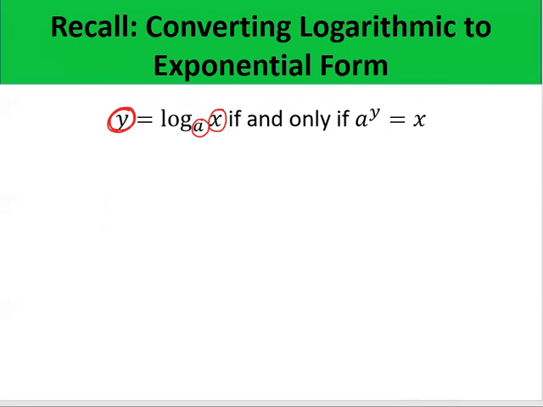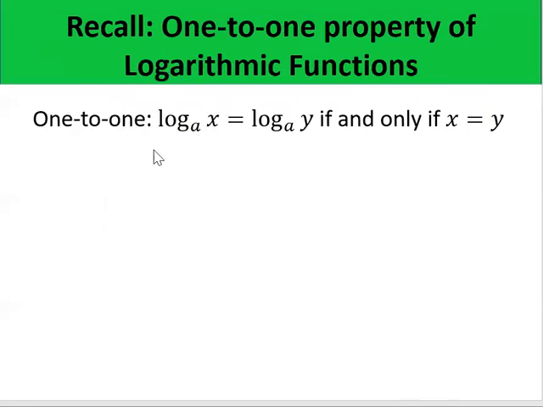Now, another key concept in solving for logarithmic equations is the one-to-one property of logarithmic functions. So the one-to-one property of logarithmic functions states that whenever we have the logarithm of x to the base a and it is equal to the logarithm of y to the base a, then we can just equate their parameters x and y. So we can only do this whenever we see logarithms of the same base a.